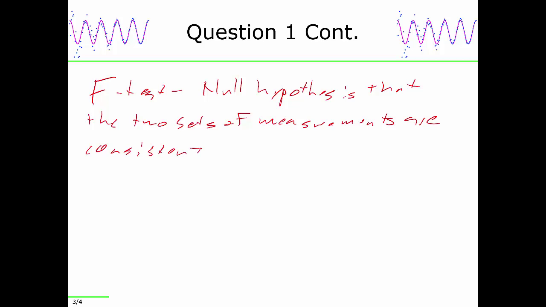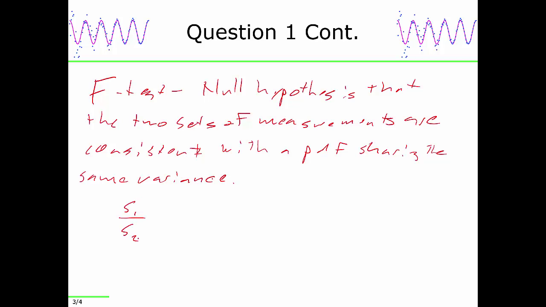So the null hypothesis is that the two sets of measurements are consistent with a PDF sharing the same variance. So our F is the ratio of standard deviations, with the larger number in the numerator.